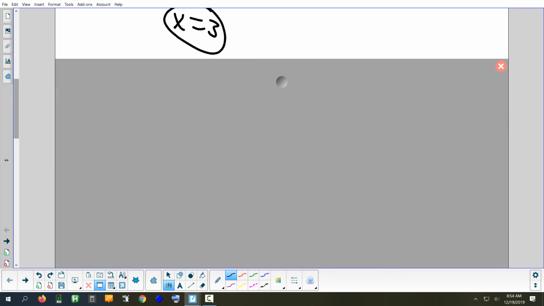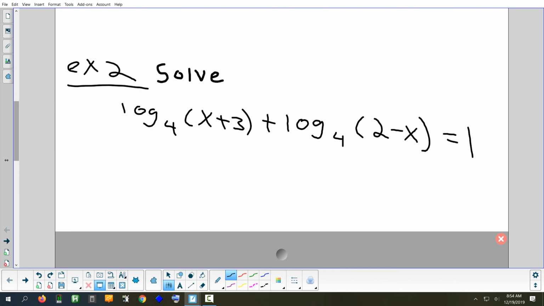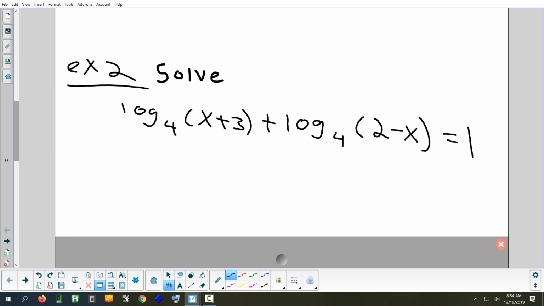All right, let's take a look at this one. Log base 4 of (x plus 3), plus log base 4 of (2 minus x), equals 1. Okay, looking at that one, I'll give you a hint. How many logarithms do you have on the left-hand side? Yep, 2. Do the bases match? What can you do with 2 logs where the bases match? You can take those 2 logs and do what?